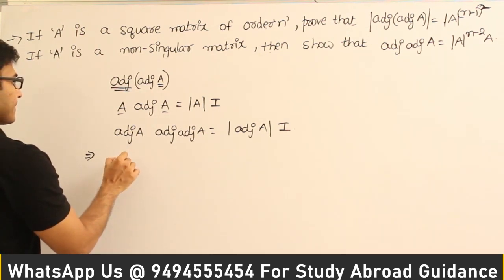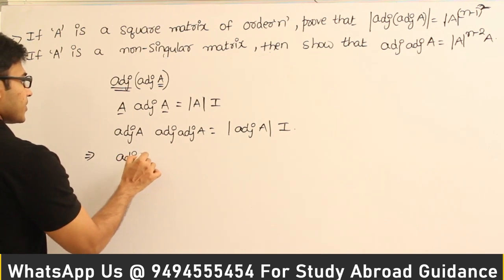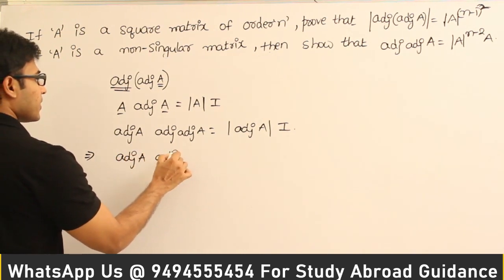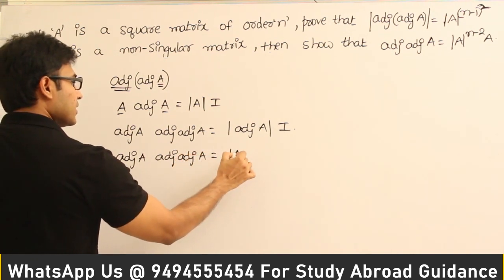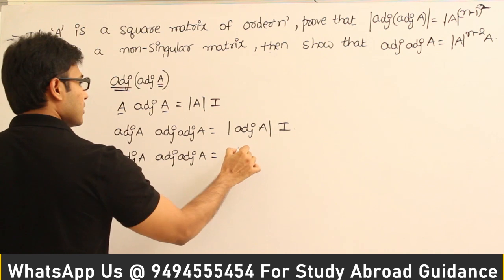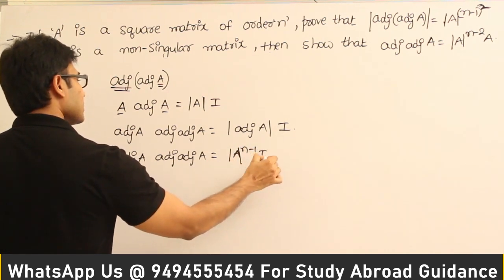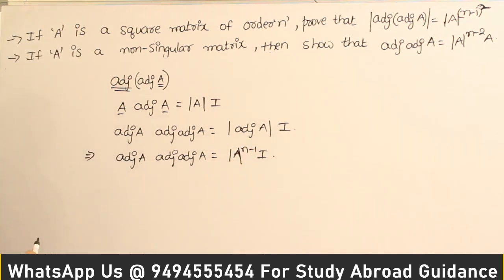So adjoint of A into adjoint of A equal to det A power n minus 1 into I. We already know this. Now let's multiply both sides with A.